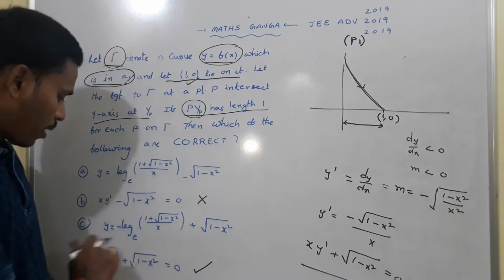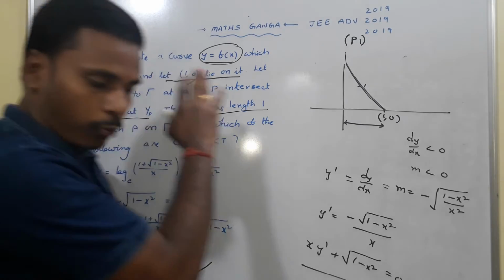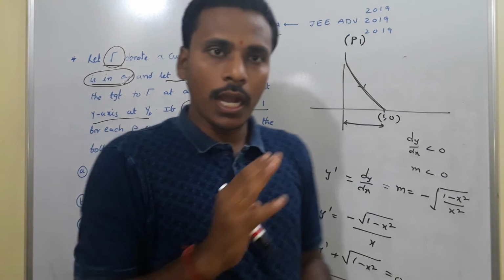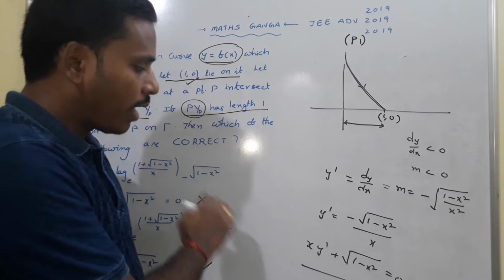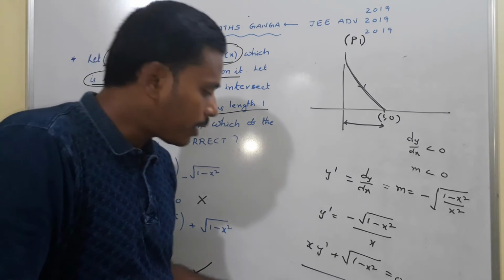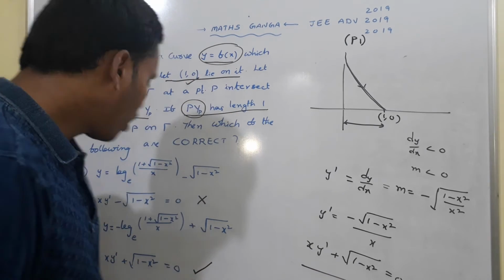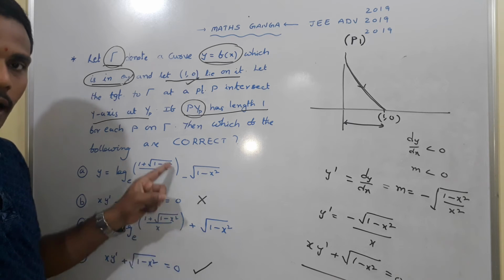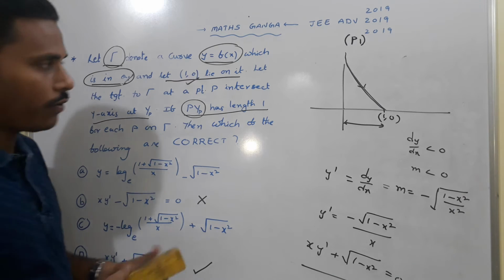So with the given problem, with the given constraints on the curve, we have a differential equation related to the curve as x y dash plus root of (1 minus x square) is equal to 0. By solving this differential equation, we will get the curve y. Then we may get either option A or C. So how do we have to solve?